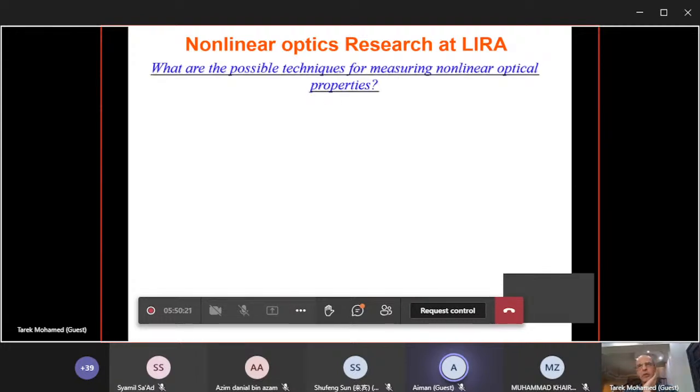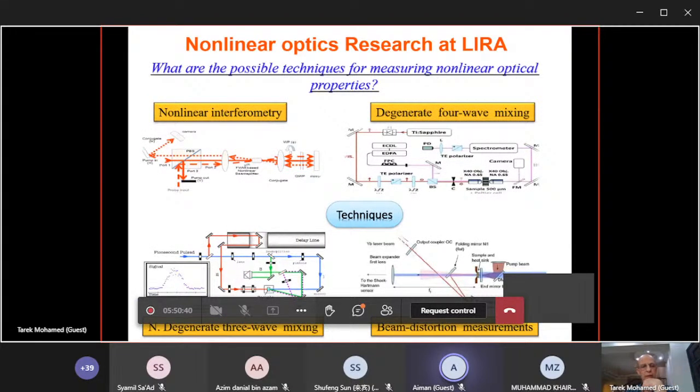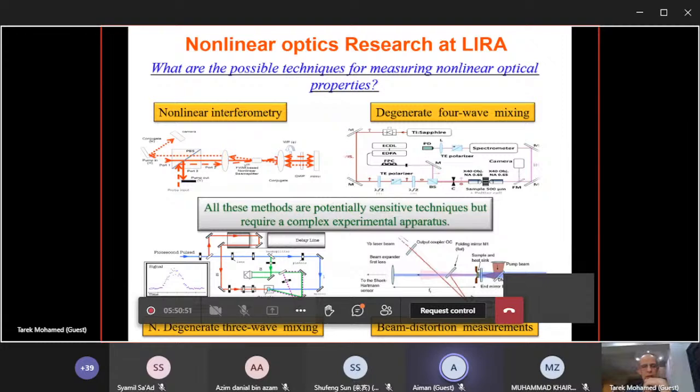So at LIRA we study nonlinear materials. To do this experimentally, there are different well-known techniques to measure these nonlinear optical parameters, and they are very common techniques. But as you can see, all of these techniques need a lot of optics, take time for alignment, and are complicated.